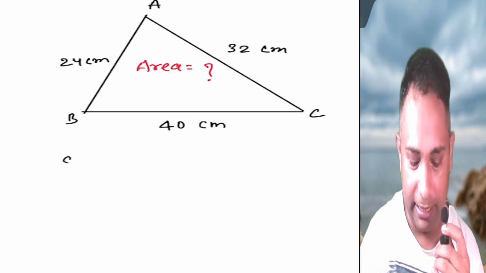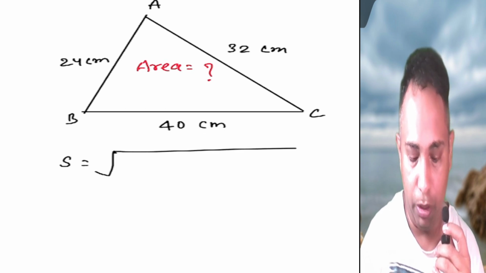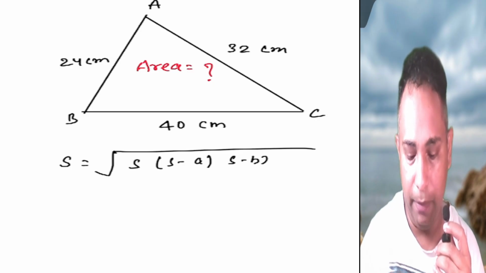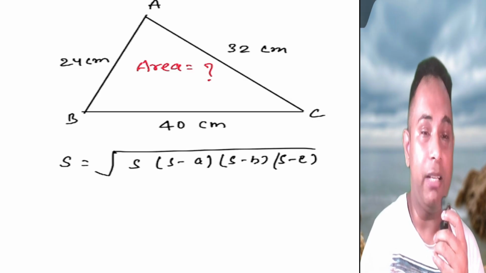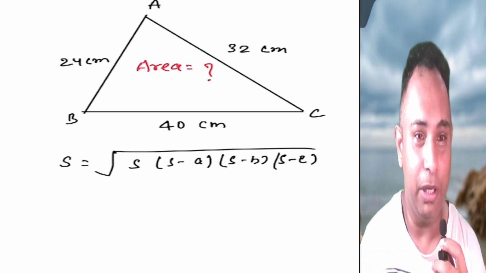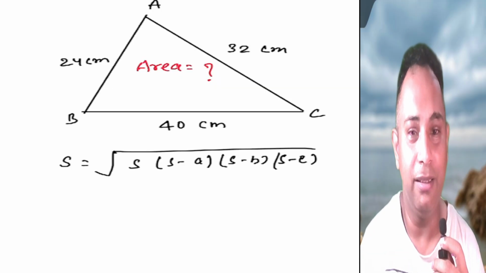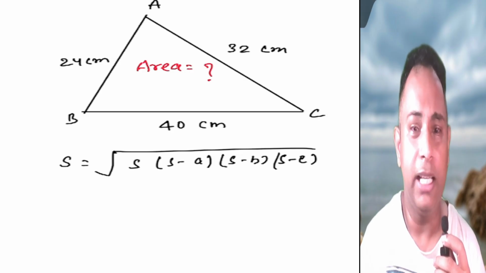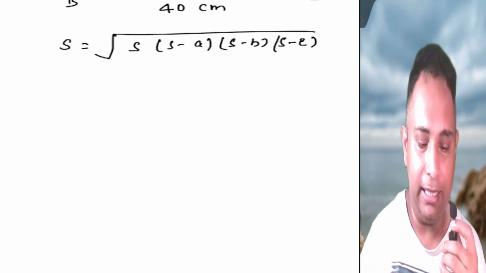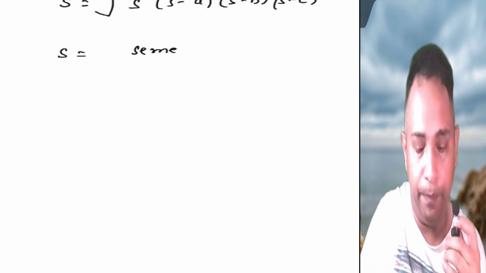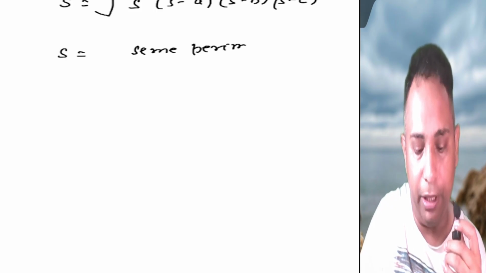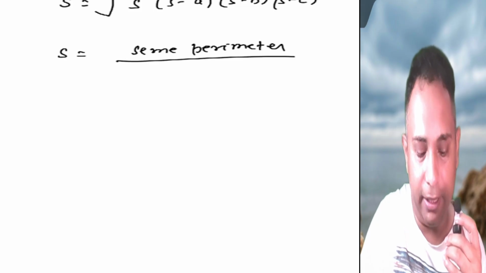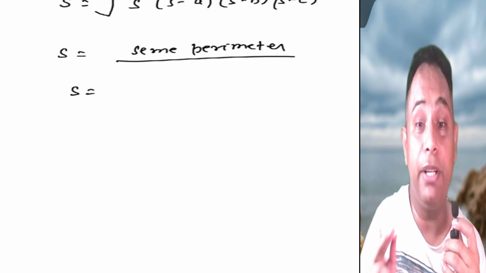The formula is area is equal to under root S into S minus A, S minus B, and S minus C. You may ask the question, what is S, sir? Because in the question nowhere is it mentioned that S is something. So S is not a very big deal. S is a simple derivation known as the semi-perimeter, and it stands for perimeter by 2.